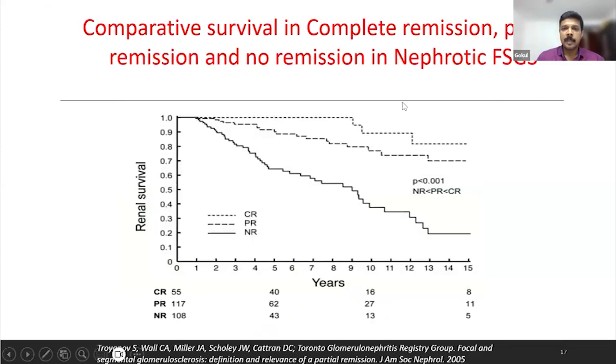So this graph shows how important is attainment of a clinical remission or some form of remission in a patient with primary FSGS. See here, if you look at the renal survival, for those having a good complete response, the renal survival even at 15 years is very good. But it is better in those patients who have attained at least a partial remission compared to those patients who do not attain any form of remission at all. So here approximately 50% of them go into ESRD by 10 years from diagnosis.